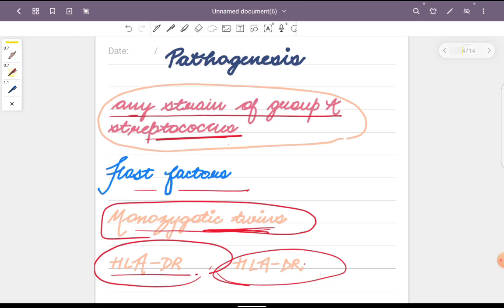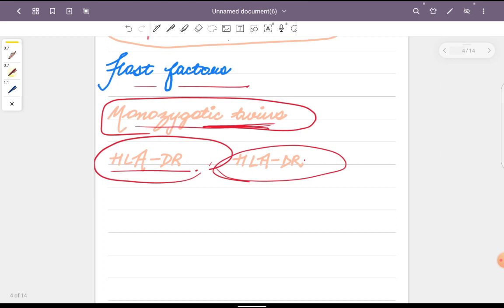Now let's talk about the pathogenesis of the disease. Although classically it was said that certain M serotypes like 1, 3, 5, 6, 14 were associated with acute rheumatic fever, nowadays they are saying that any strain of group A streptococcus can cause acute rheumatic fever. Now talking about the host factors, monozygotic twins have more susceptibility towards rheumatic heart disease than dizygotic twins. Also talking about the HLA association, HLA-DR4 and HLA-DR7 have more susceptibility towards acute rheumatic fever.